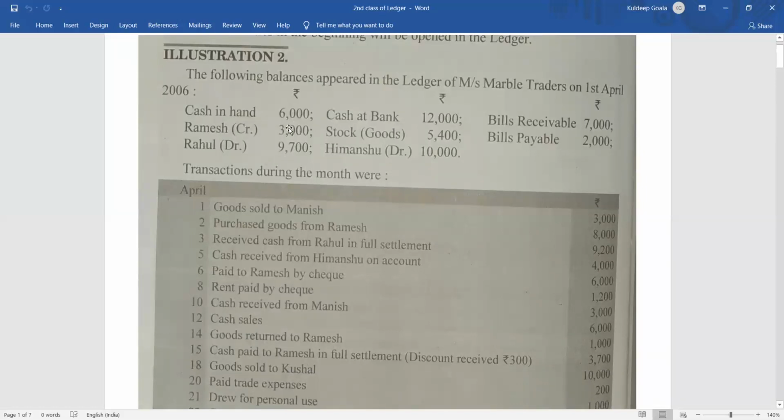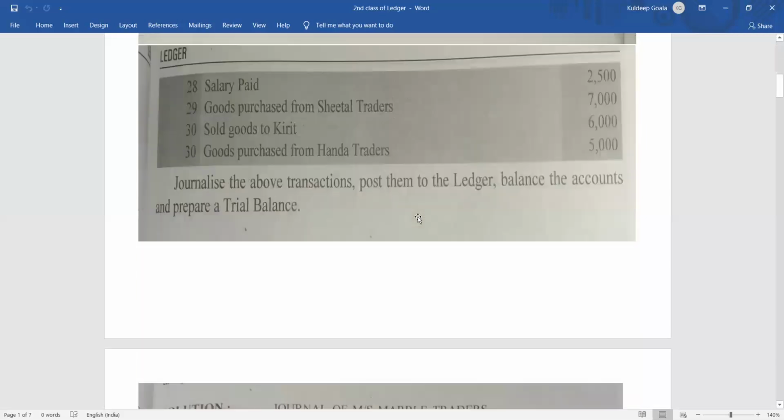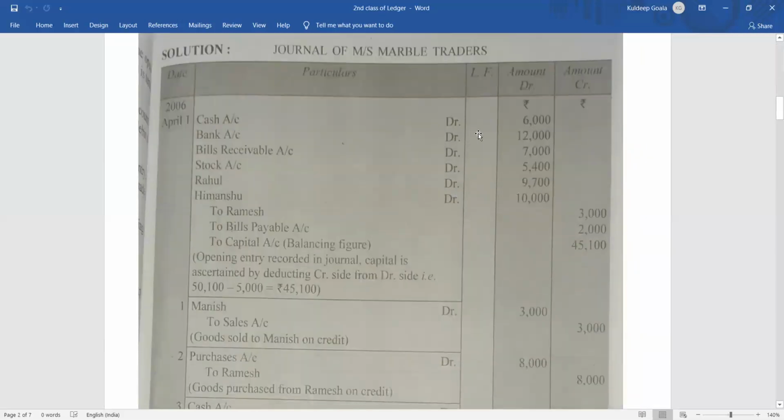So it will be cash in hand account debit, cash at bank account debit, bills receivable account debit, stock account debit, Rahul debit, Himanshu debit, to Ramesh, to bills payable, and the balancing will be to capital account. You can see here, all the debits are done, and to capital account is the balancing figure, 45,100. You have to take the total of the debit side minus the credit, so it will come to 45,100. Clear?